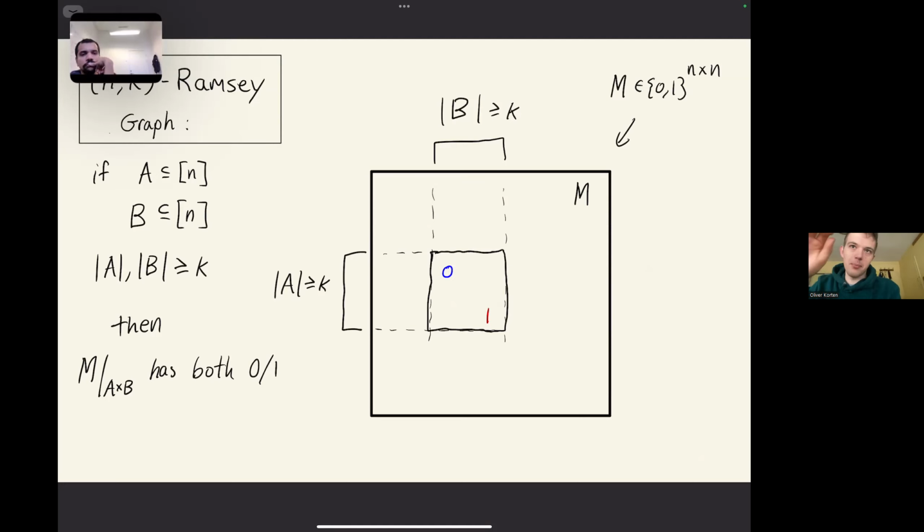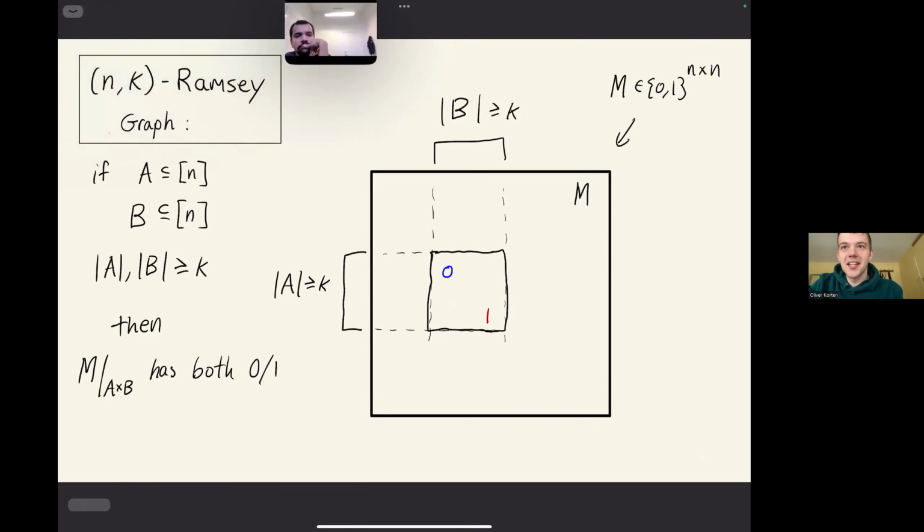So I'm going to go to the example where I already defined what the object is, which are these Ramsey graphs.